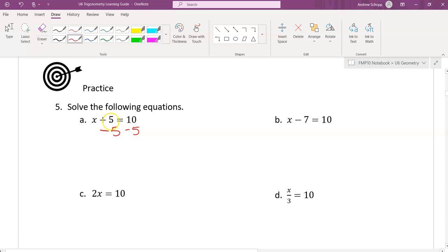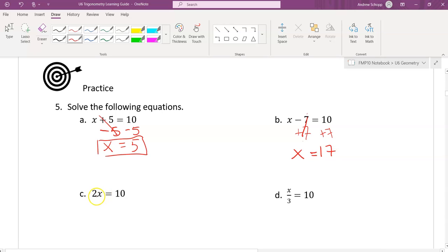And if we had 5 on the left and we take away 5, we end up with 0, and we still have the x. And 10 minus 5 is 5. So there's your solution. X is equal to 5. For b, we have x minus 7 equals 10. So the inverse of subtracting 7 would be adding 7. And when we simplify, we end up with x on the left and 17 on the right.